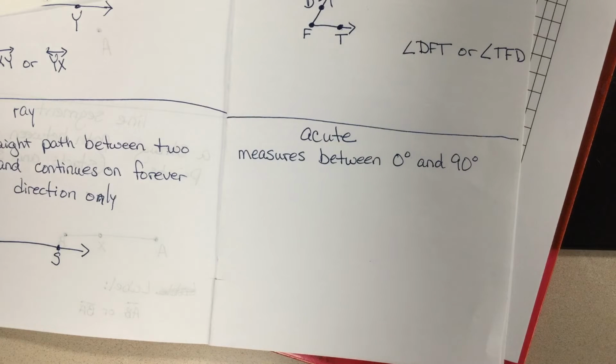So if I have an angle and I use my protractor, which we will be using in a couple weeks, and I measure my angle and it measures 75 degrees, is that an acute angle? Yes, it falls between those numbers. If I measure an angle and it measures 91 degrees, no, that's not an acute angle. It's a different type of angle.